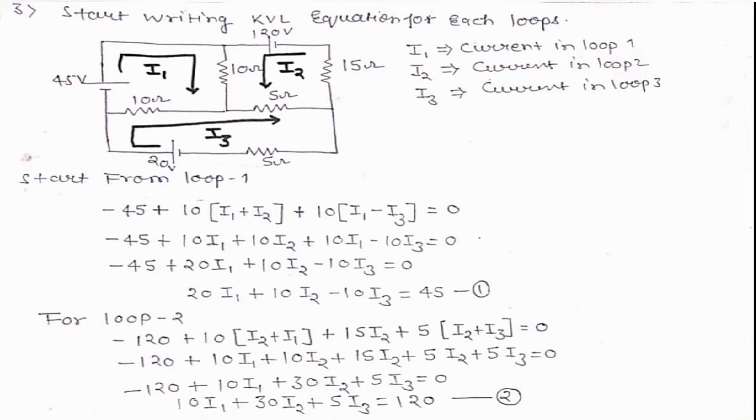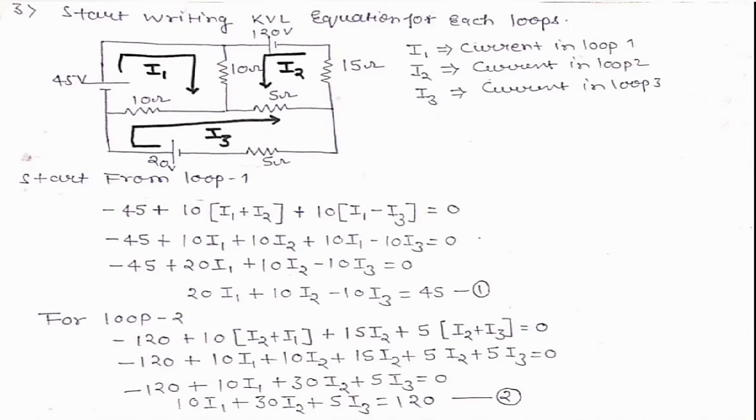That is the important step actually. Now you are going to write. First step, you find out the number of loops. Then the second step, you find out the current direction in each loop. And the third step is to write down the equations by using KVL.